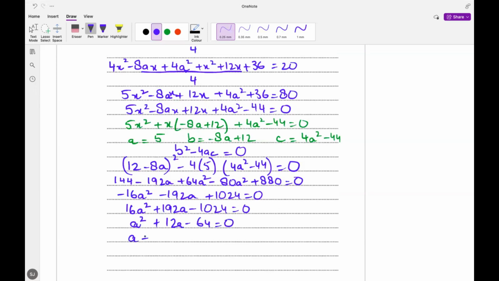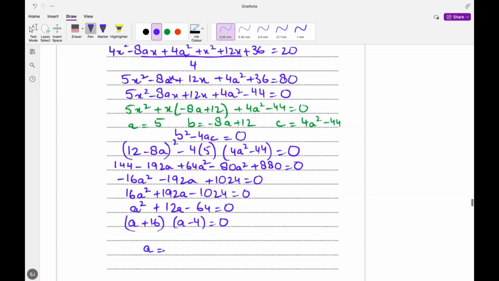When you factorize this, this will become (a plus 16)(a minus 4) equals 0. So one of the values of a is equal to 4, as we had to prove in the expression, and the other value will be a equals minus 16.